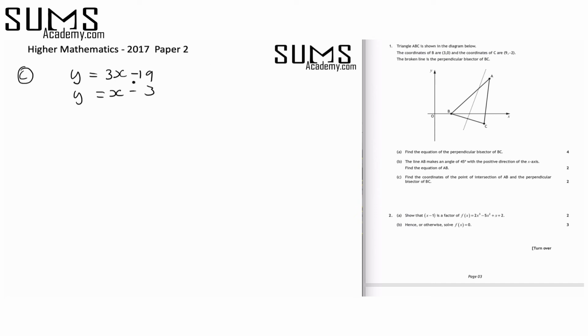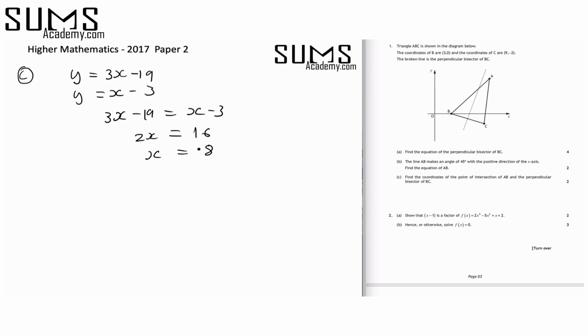Because they're both equal to y, you can just put the two equations equal to each other. So that means 3x minus 19 is equal to x minus 3, which is the same as saying 2x is equal to, move that over to the right hand side, that becomes positive 19, that equals 16, and that means x equals 8.